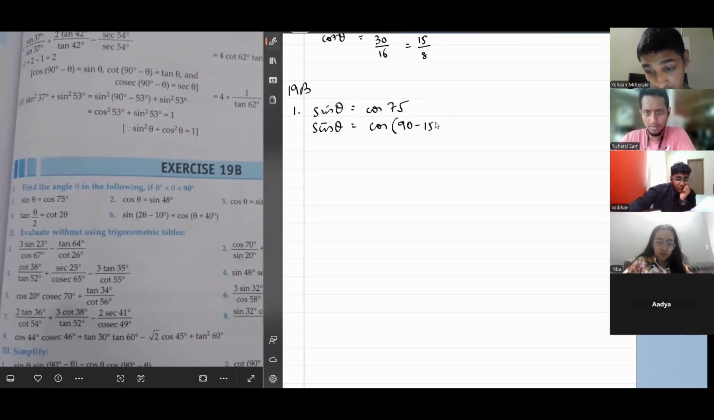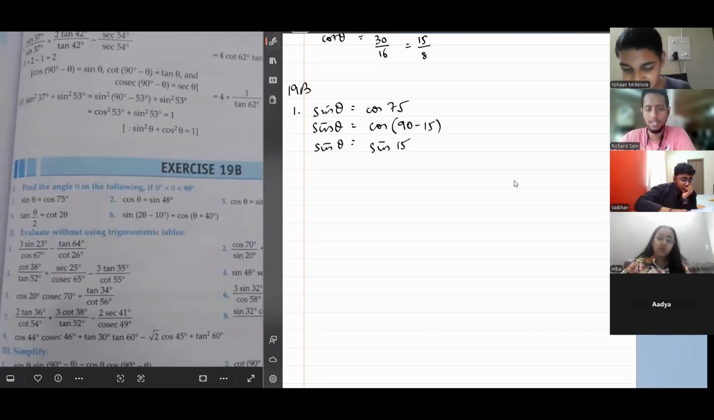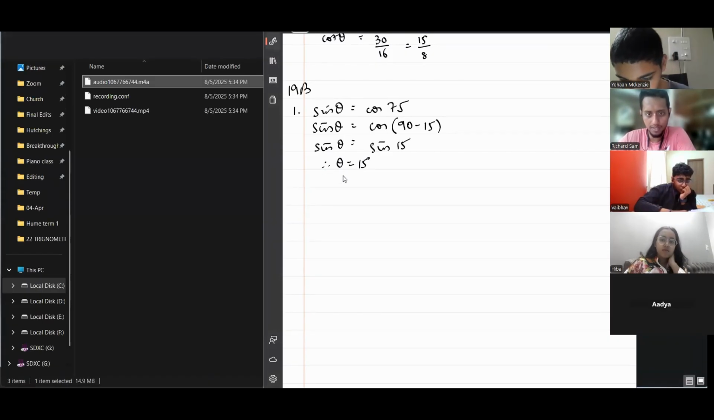90 minus 15. And then in the next step, you're applying the trigonometrical ratio. So cos can be written as sine 15. Okay. So now since both are sine, therefore theta is equal to 15 degree.